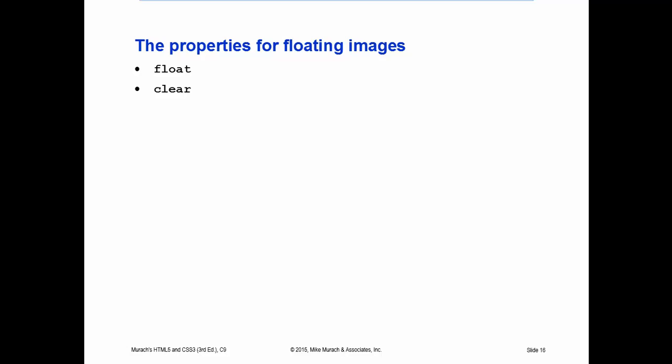Float is a CSS keyword that determines how an image is floated. You can use it not only with images, but it's normally used with images. Possible values are left, right, and none, which is the default. If you float something and then you put something below it, by default it's also floated.